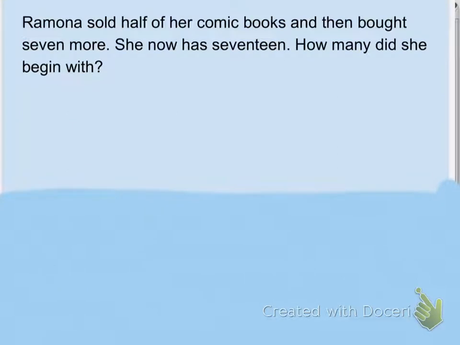Let's look at this next problem. Ramona sold half of her comic book collection and then bought 7 more. She now has 17. How many did she have to begin with? So let's split this up. Ramona sold half her comic book collection. Even though it says something, there's an operation word here. This is an and, so I'm going to split it up, even though it still could work. Then bought 7 more. Perfect. Still all kind of encapsulated in the same thing.